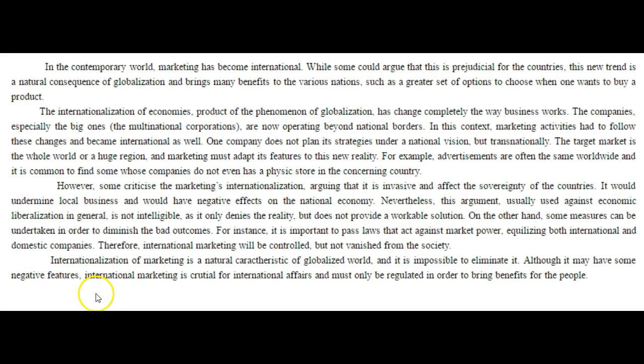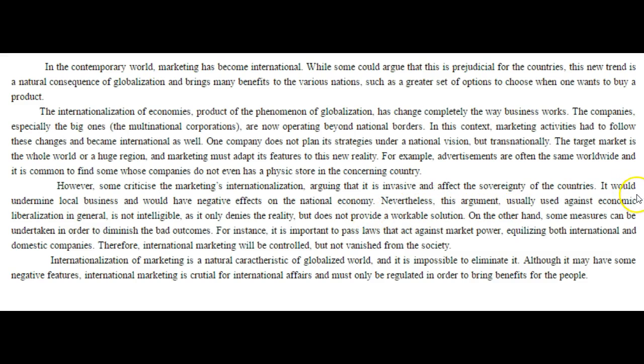Let's have a look at your counter-argument. However, some criticize marketing's internationalization, or just globalization would have been fine, arguing that it is invasive and affects the sovereignty of the countries concerned, or the nations concerned. It would undermine local business and have negative effects on the national economy. I would just use as here. Arguing that it is invasive and affects the sovereignty of the countries, as it would undermine local businesses and negatively affect the national economy.